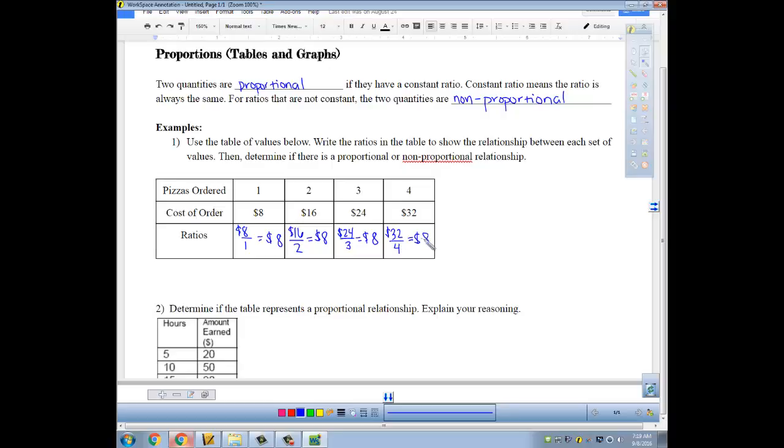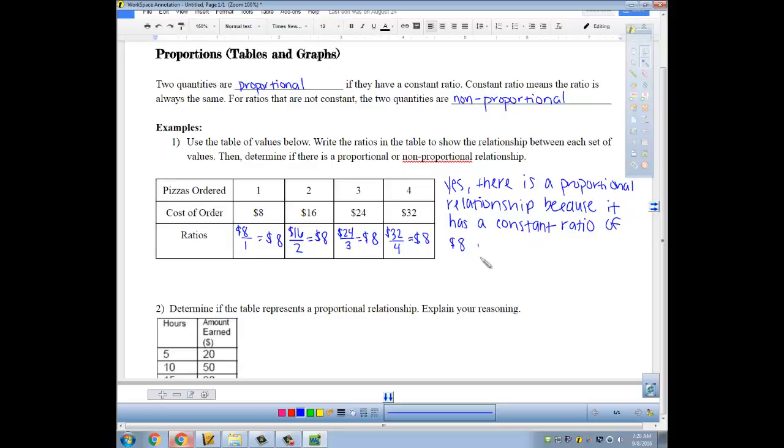also gives us 8. Since we got 8 every single time, we can say yes, there is a proportional relationship because it has a constant ratio of $8 per pizza.